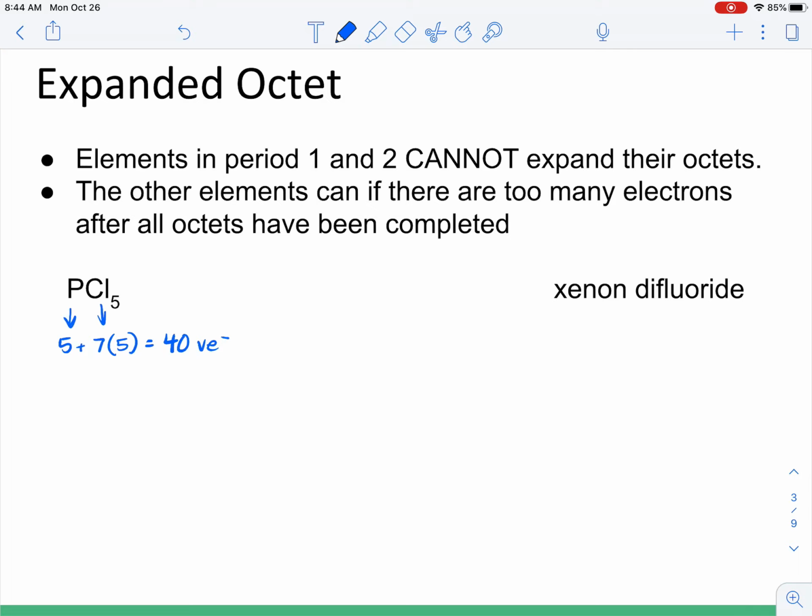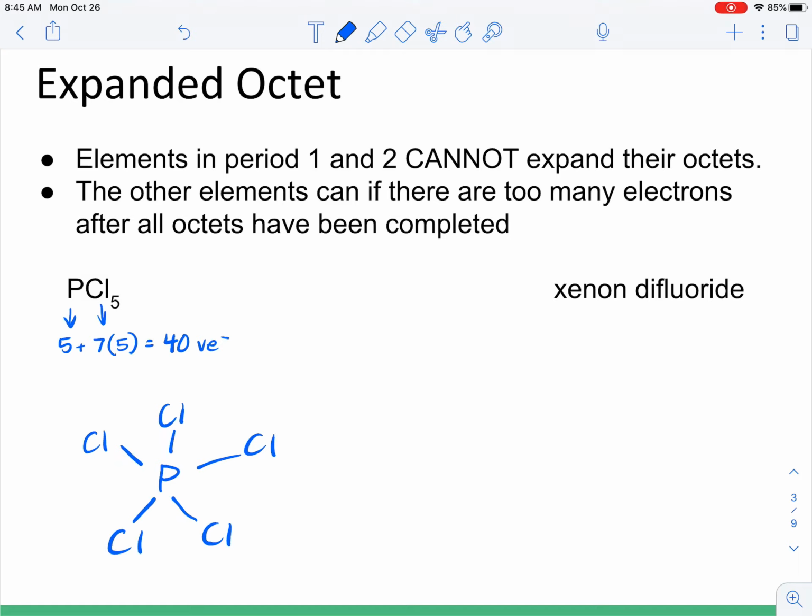All right, let's draw our skeletal structure. We'll have phosphorus in the center, and then we have 5 chlorines, so I'm just going to start drawing them around this phosphorus: 1, 2, 3, 4, 5. Connect with single bonds: 1, 2, 3, 4, 5, 6, 7, 8, 9, 10. Remember, I'm counting 2 for every bond because 2 electrons are shared in a bond. So I've just added 10 electrons. That means 40 minus 10, I've got 30 more to go. So I can start drawing those.